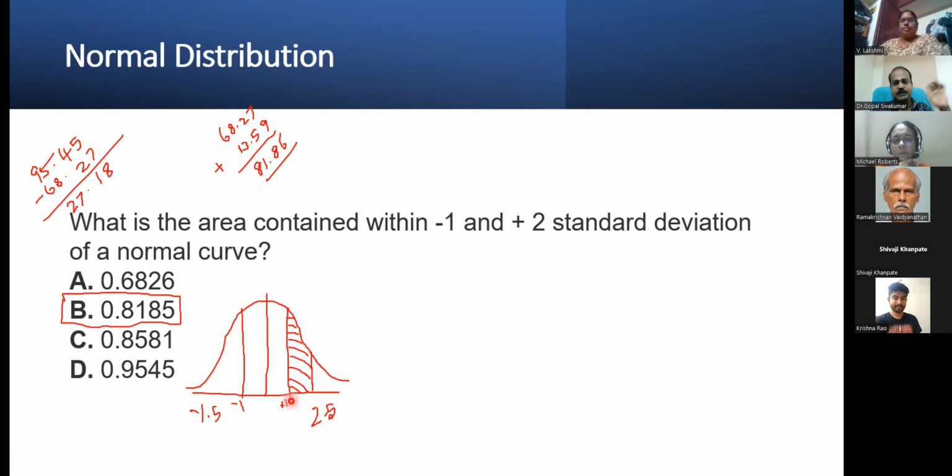-1 to +1, how much? 68.27. Very good. And now this hatched, shaded area has to be added. Half of what? Half of 95.45 minus 68.27.